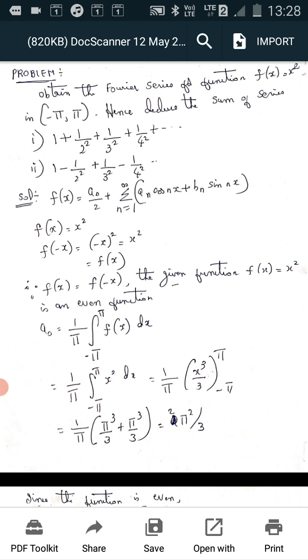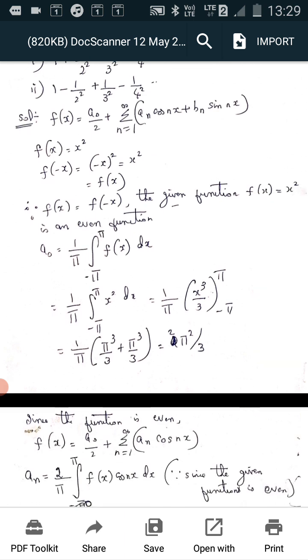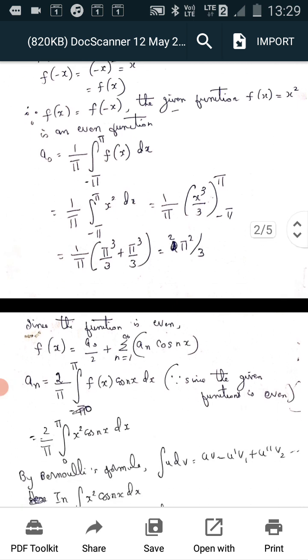In an even function, b n does not exist because it has sine terms. Sin is an odd function, so b n does not exist, and the formula for Fourier series reduces to a naught by 2 plus summation n equal to 1 to infinity a n cos nx alone. So a naught formula we have known: 1 by pi integral minus pi to pi f of x dx. Instead of f of x, I have substituted x square and integrated in the interval minus pi to pi, getting the answer as 2 pi square by 3.